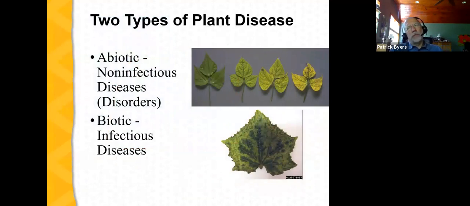Now, people who study diseases break diseases into two types. One type are diseases that are caused by non-infectious causes. We sometimes call them abiotic causes, and these are sometimes called disorders. They're usually the result of something like an environmental condition or a nutritional issue, too much or not enough of a nutrient, perhaps damage from cold temperatures, perhaps damage from hot temperatures. But whatever caused the problem was abiotic, it was non-living.